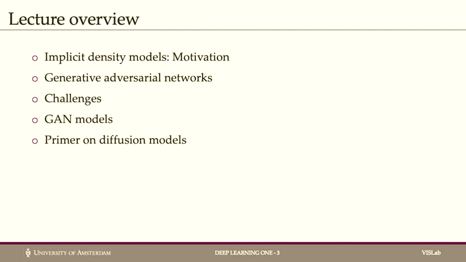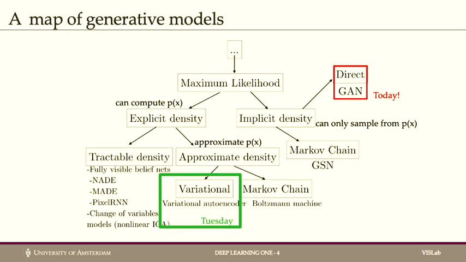All right, for today's lecture, we'll be talking about implicit density models, namely generative adversarial neural networks. We'll also be talking a tiny bit about diffusion models, which are an up-and-coming generative modeling method that's getting very popular at the moment. So again, this overview that we had last time. Last time we talked about variational autoencoders on Tuesday, and also why generally we want to do generative modeling.